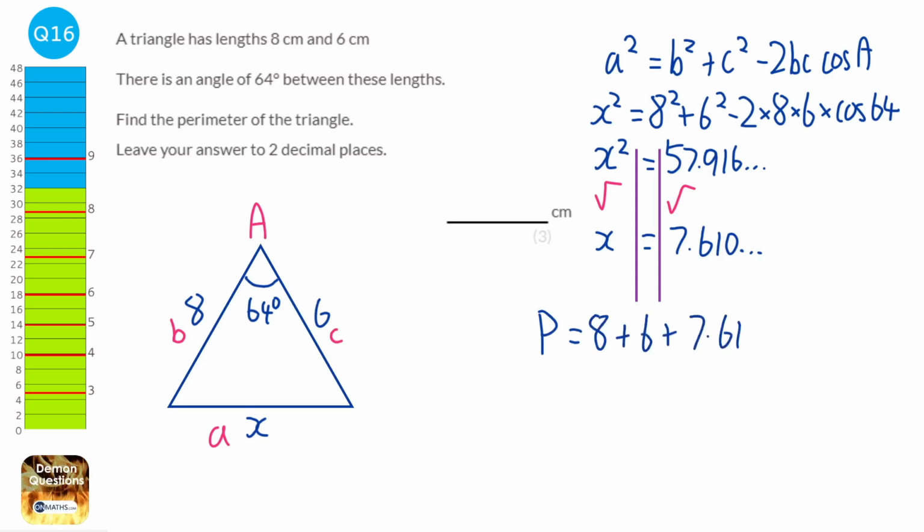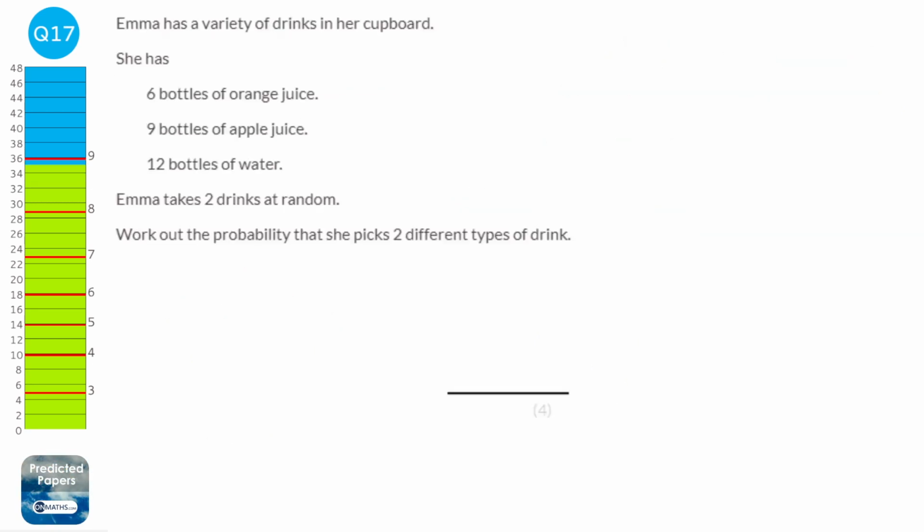Okay, we're asked for the perimeter, and so we need to do 8 plus 6 plus that 7.610... I've still got on my calculator, and that equals 21.610... It says it wants it to 2 decimal places, so it will be 21.61.